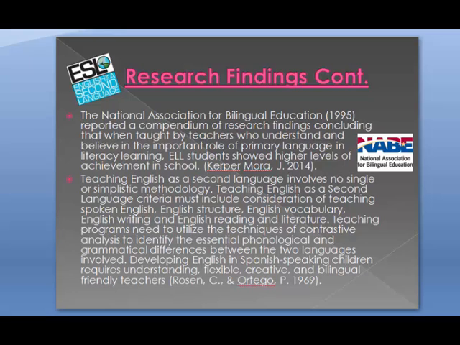Teaching English as a second language involves no single or systematic methodology. Teaching English as a second language criteria must include consideration of teaching spoken English structure, English vocabulary, English writing, English reading, and English literature. Developing English and Spanish-speaking children requires understanding, flexible, creative, and bilingual-friendly teachers.